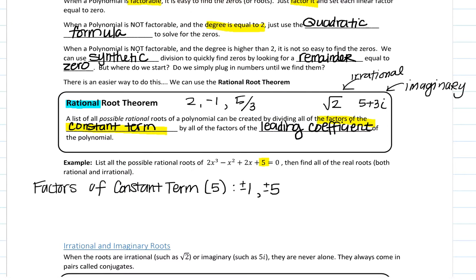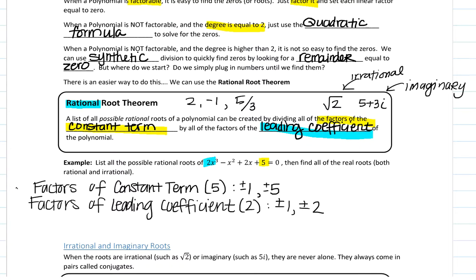Okay, so now we're going to do the same thing. We need to list the factors of the leading coefficient. Our leading coefficient is 2, just the 2. So let's make a list. The factors of the leading coefficient 2 is going to be very similar to the list for 5, since 2 is prime also. You're going to have plus or minus 1 and plus or minus 2.